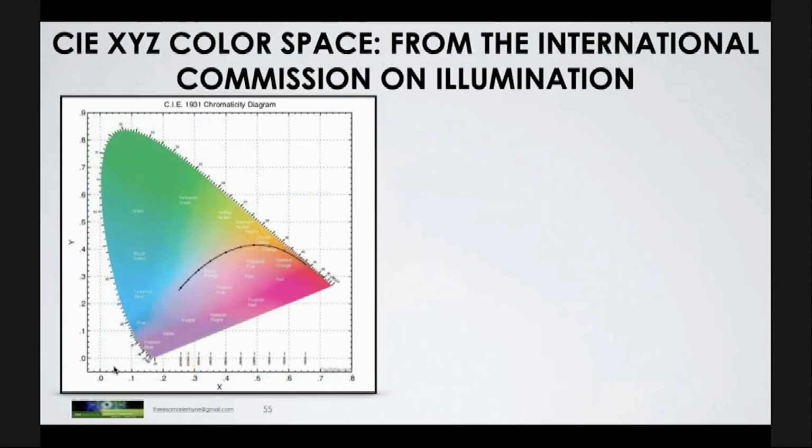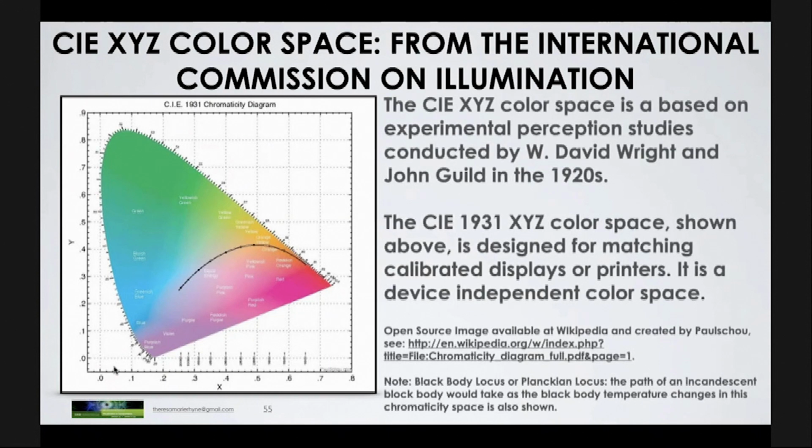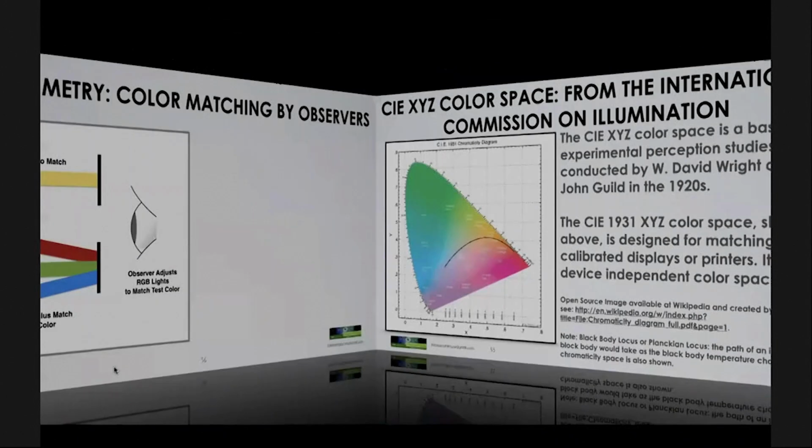Now, where did that horseshoe first come from? That came back in CIE XYZ color space. And the idea here was to have a color space that wasn't dependent on your display device. It wasn't dependent on how good your display device was. So they came up with this color space. Wright and Guild went out and did their perceptual color studies in the 1920s. In 1931, they came up with this great perceptual color space, which is this sort of horseshoe thing.